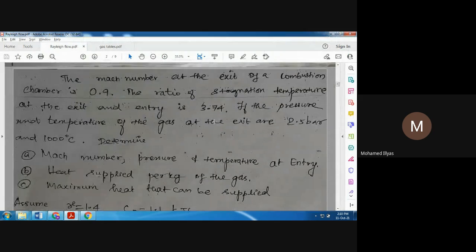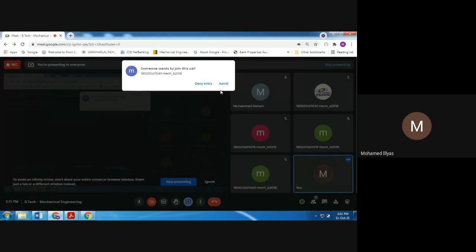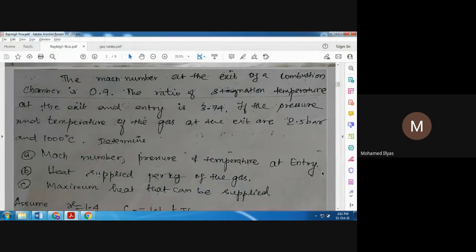Okay. So let me go to the next problem on Rayleigh flow. We all know that Rayleigh flow is nothing but flow in a constant area duct with heat transfer without friction. The flow taking place in the combustion chamber and heat exchanger are considered to be Rayleigh flow models. So we'll have to use Rayleigh flow tables in our gas tables for solving such problems. We have seen the theory part in the previous class itself, so we will see the problems on this Rayleigh flow now. One problem also we have seen in our last class.